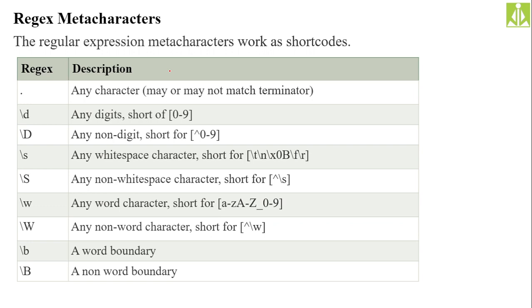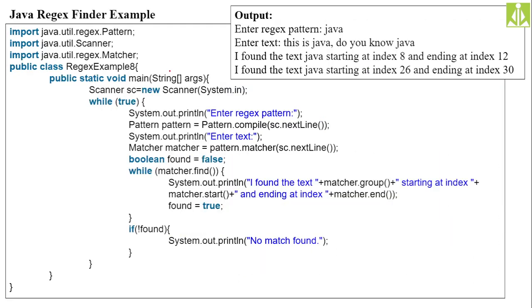So the next concept, we have the meta characters. The meaning, it is very easy. If you read it, you will get it. Okay, the example program also we have. Then the finder class we have. Okay, then we have, yeah, with this we are done with this regular expressions.